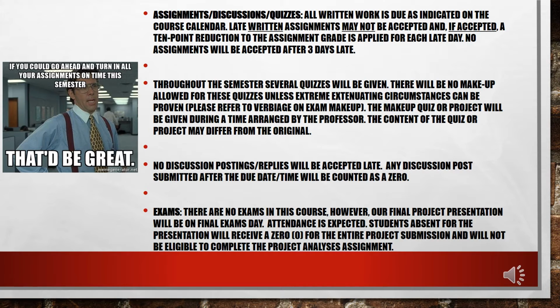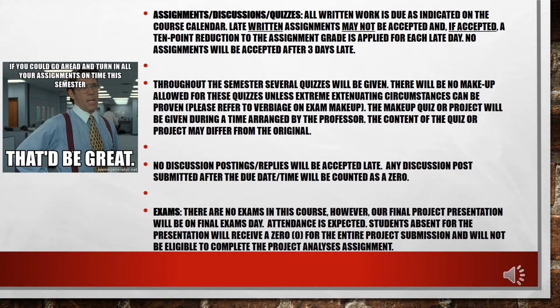Throughout the semester, we're going to have several quizzes. If you look at the calendar, which we'll look at next, you'll see that you have one just about every week. As far as makeup for these quizzes, unless we have an extreme extenuating circumstance, there will be no makeup for these quizzes, and they will be given at the beginning of class. If you have an extenuating circumstance, get with me and we'll see what we can decide, keeping in mind that a makeup quiz may be given in a different type of format than the quiz that was given in class that morning.